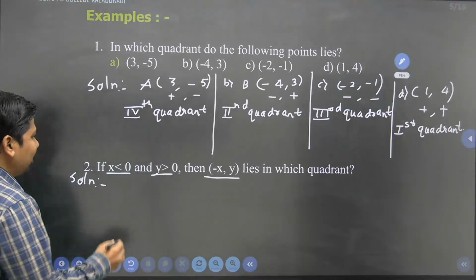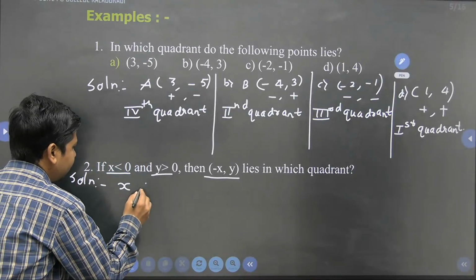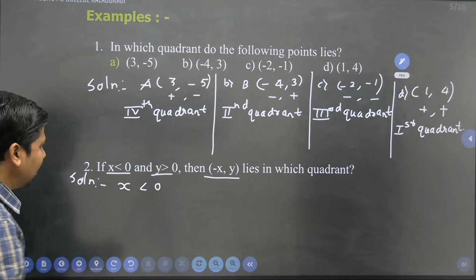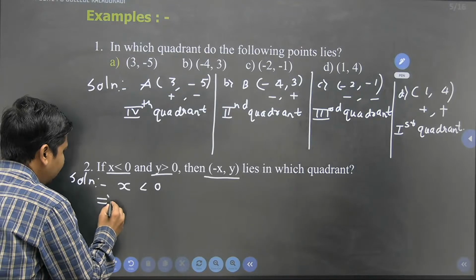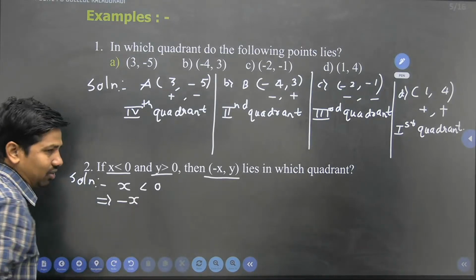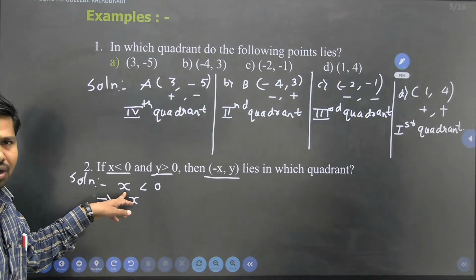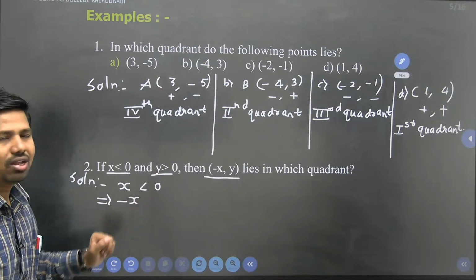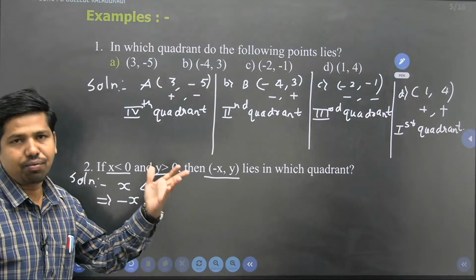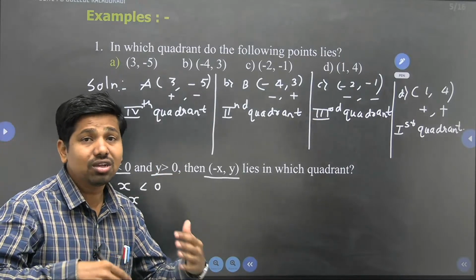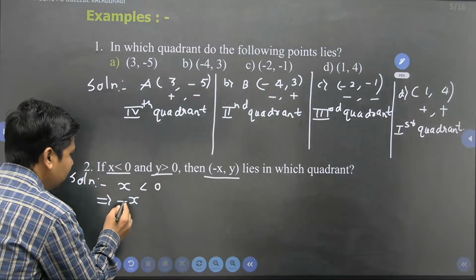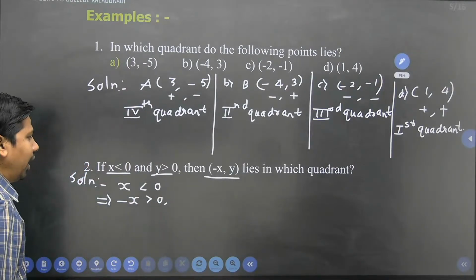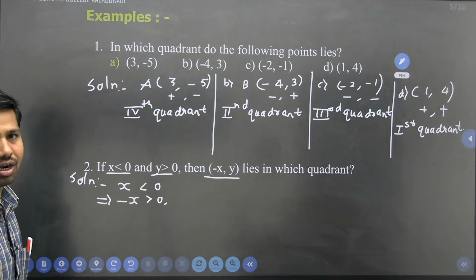So x is less than 0, which means x is negative. This implies minus x: already x is negative because x is less than 0, so what is minus of minus? Plus. If x is less than 0, minus x is greater than 0, because negative times negative is positive.